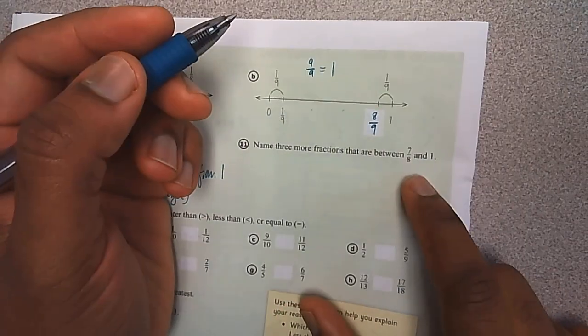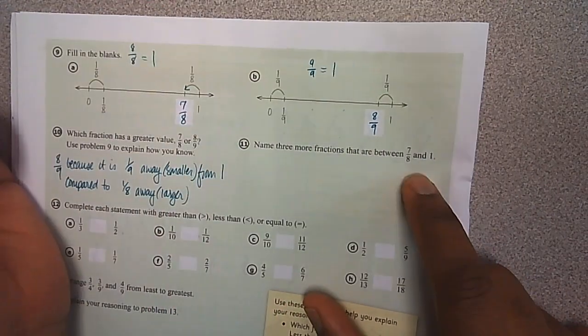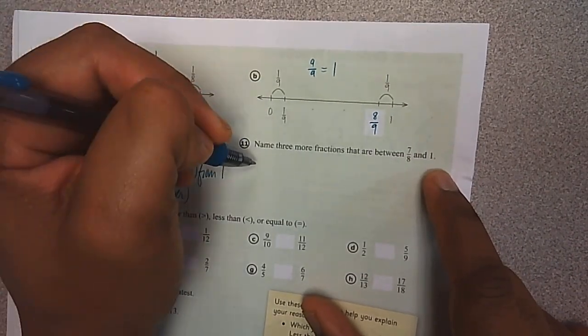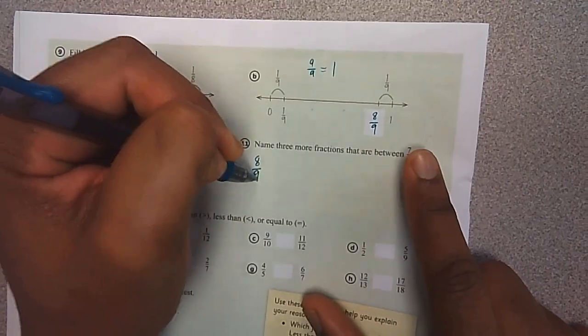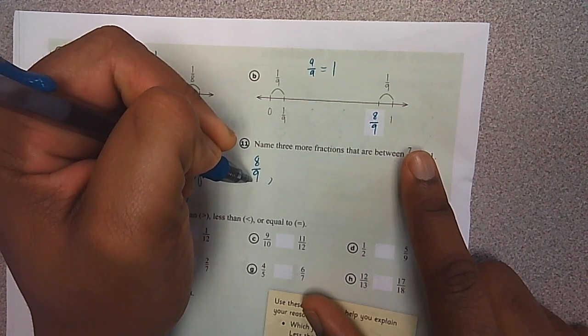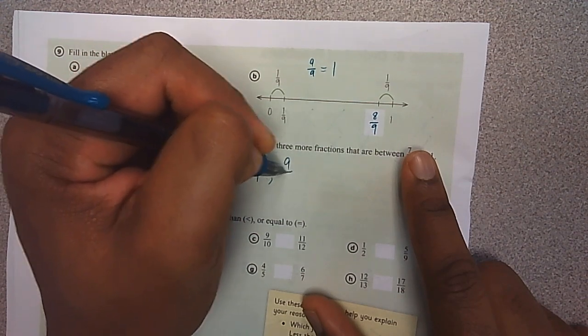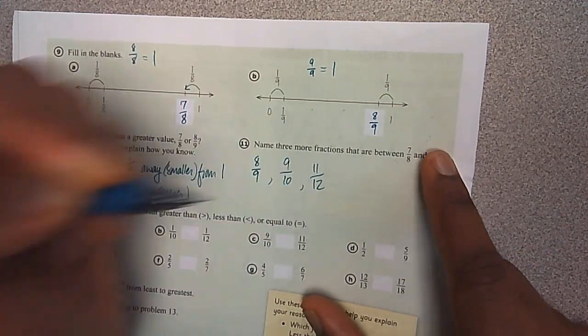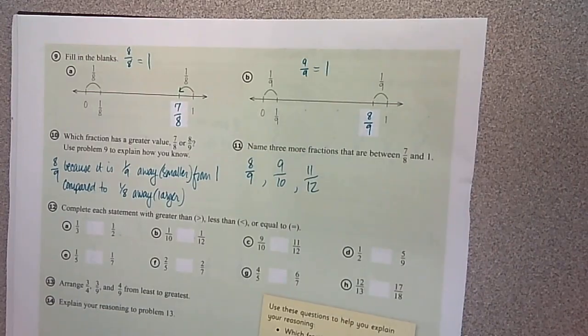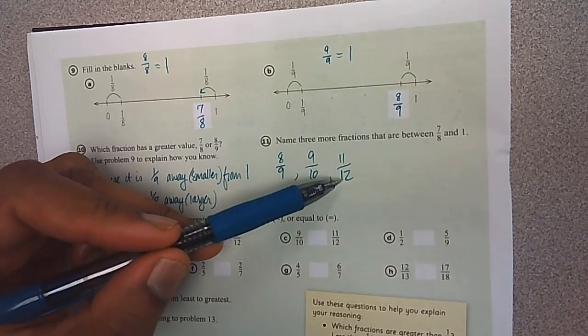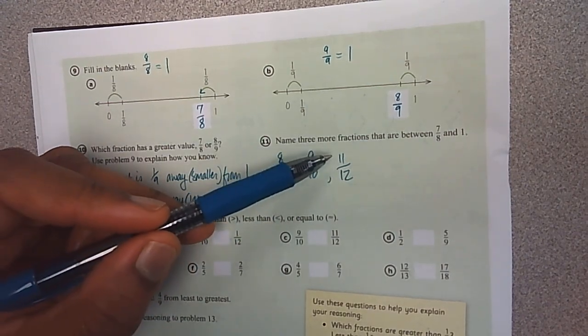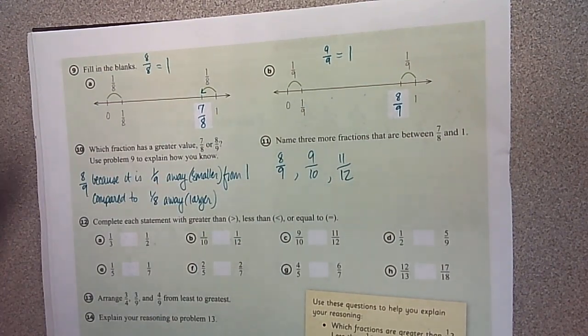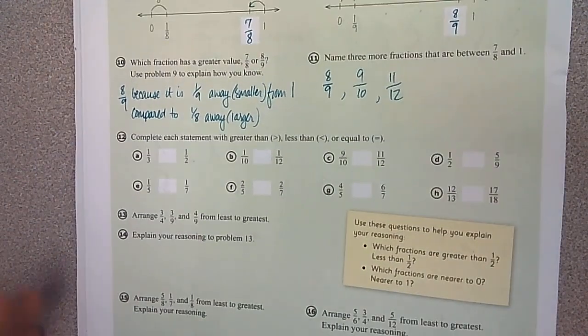Name 3 more fractions that are between 7/8 and 1. Well, we know 8/9 because we just did that. So that's 1 apart. So 9/10, 11/12. Every time they're 1 apart and the number is larger, the pieces are smaller. Consider that. It blew my mind too.